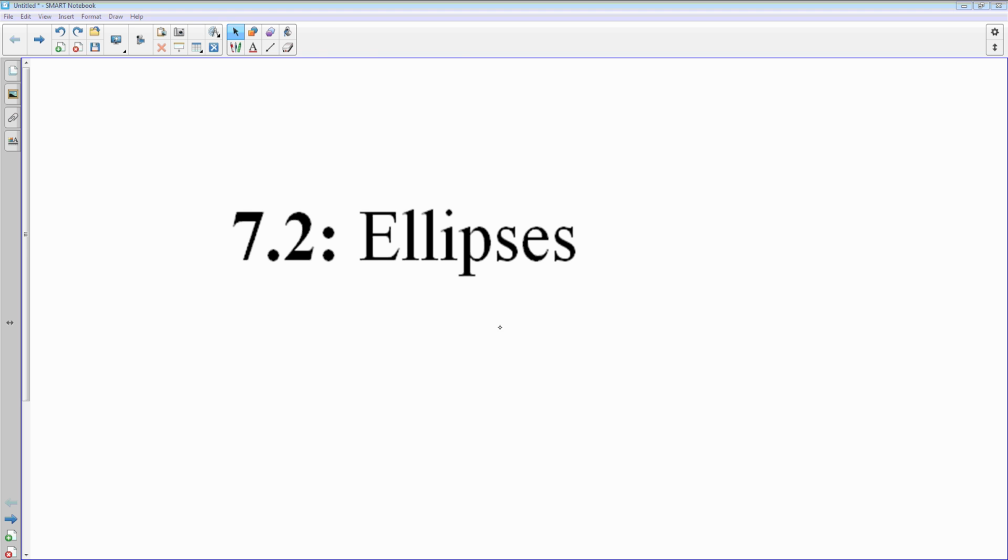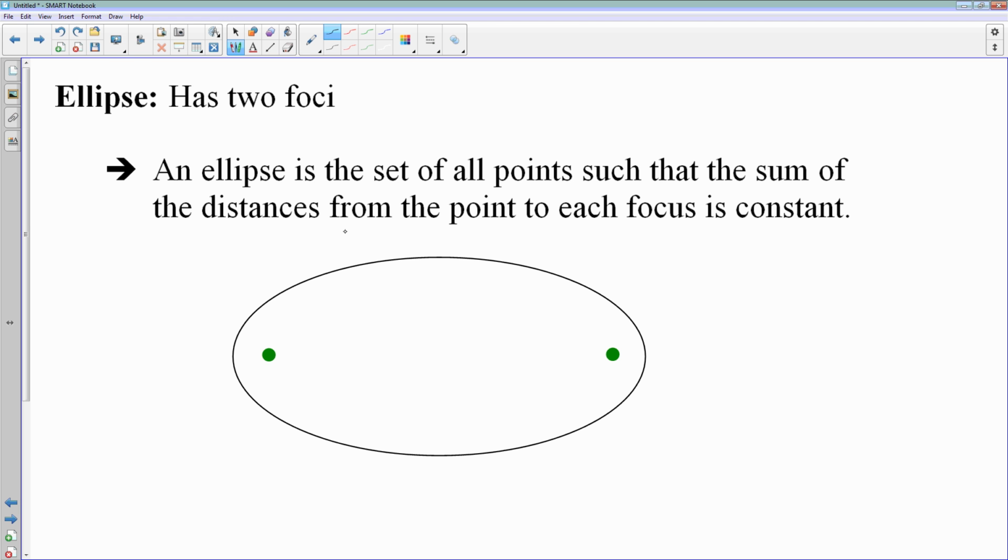All right, moving on with the next conic section. Going to look at ellipses here. Ellipses are probably what you've called ovals in the past, but they're actually ellipses.